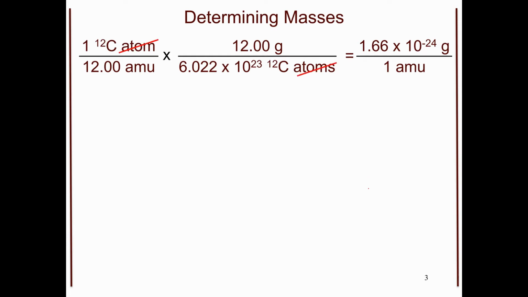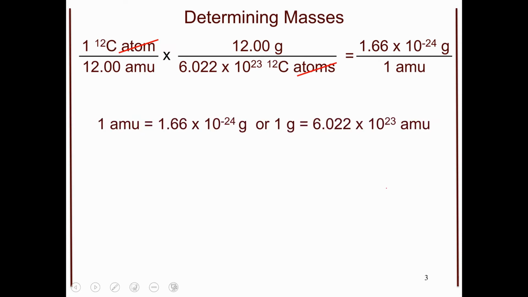So as you can see here, we are going to cancel out our atoms and atoms. And we can say that 1 AMU is equal to 1.66 times 10 to the minus 24th gram, or actually a better way of looking at this is 1 gram, which is our SI standard unit, even though it's supposed to be kilograms, is actually a mole of AMUs. This is much easier to understand.